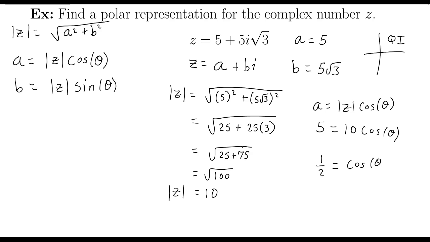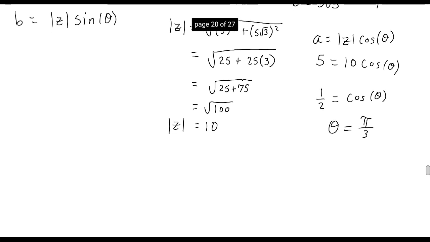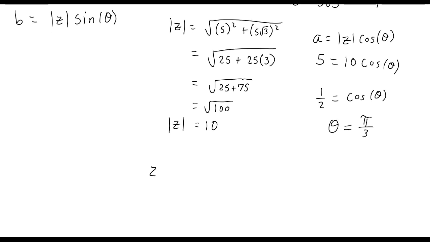Okay, so now the question has become: in quadrant 1, cosine is 1/2 at pi over 3. Okay, so there we go. I have the magnitude, I have theta, so now I can write out this number z as 10 cosine pi over 3 plus i sine pi over 3.